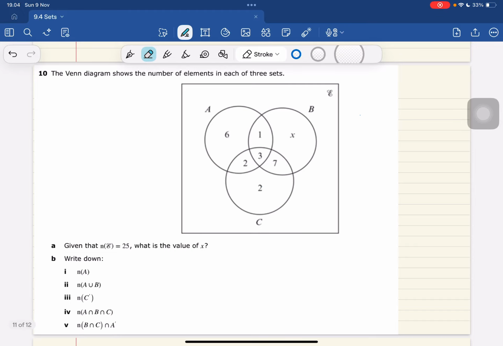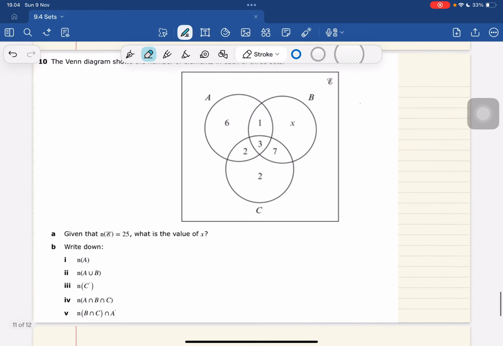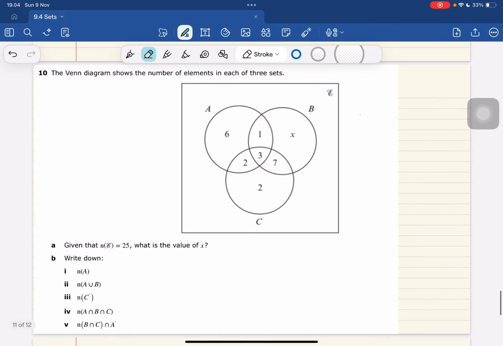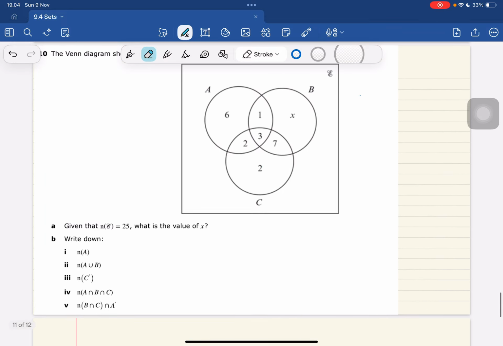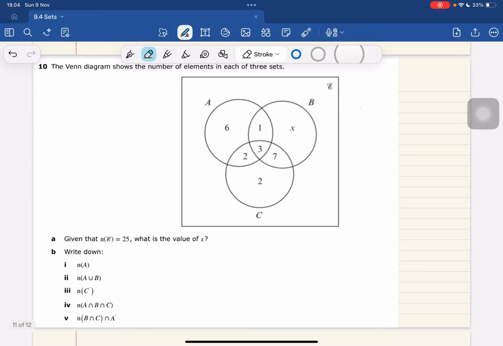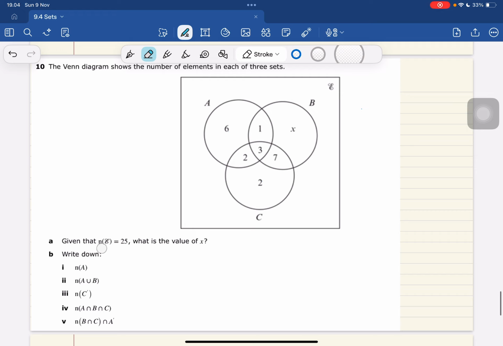Hi, in this video, I'm going to continue solving practice questions for sets. Last video, I forgot to solve the last question, number 10. So this is the three sets. We got A, B, and C, given that the universal total is 25.